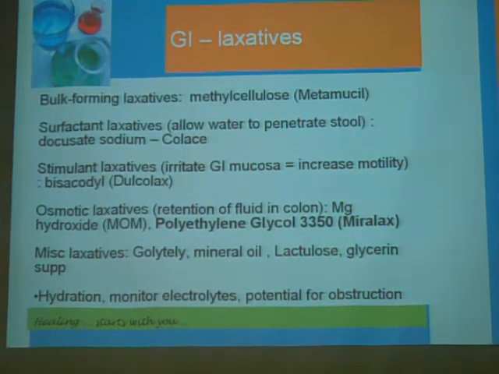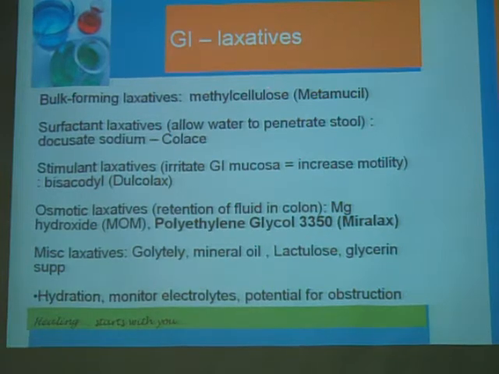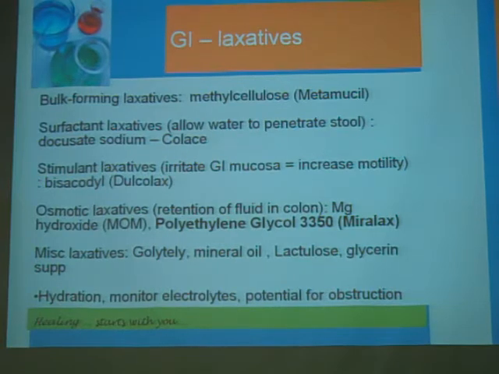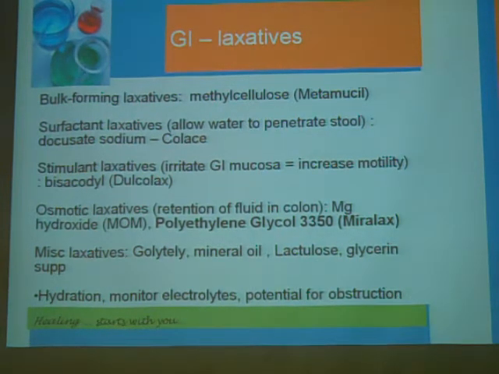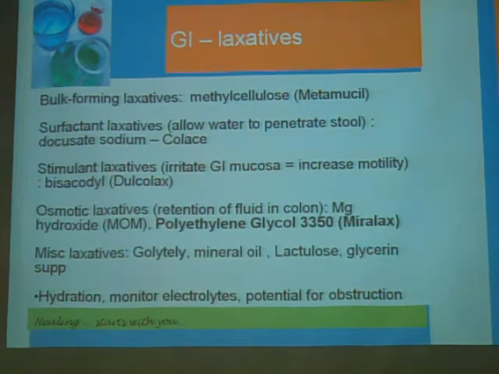First one is bulk forming laxative, which is just a big word for fibers. So the first one is your fiber group. It comes with methylcellulose. It's just Metamucil or another form. So it's just good old fiber. But in order for that to work, the patient must drink water. Otherwise, it will aggravate the constipation instead of relieving it. So if you pump fiber in, they must drink water or fluid. It doesn't have to be water. It can be juice, chicken soup, something. It cannot be taken by itself.